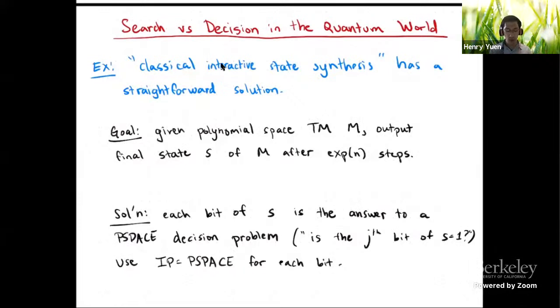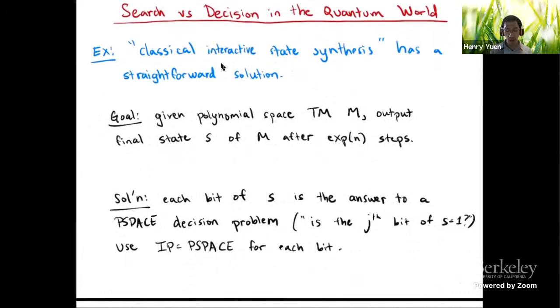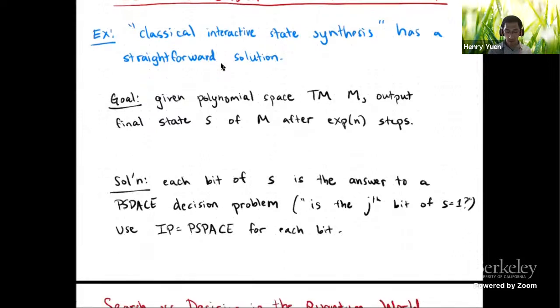So you can reduce to IP equals PSPACE by simply treating each bit of this final state as the answer to a decision problem. For example, is the jth bit of this final state equal to 1 or not? And you can just summon, for each of these output bits, the IP equals PSPACE protocol to determine what the right bit should be. So you can find the final state bit by bit. All right, so that's pretty straightforward.